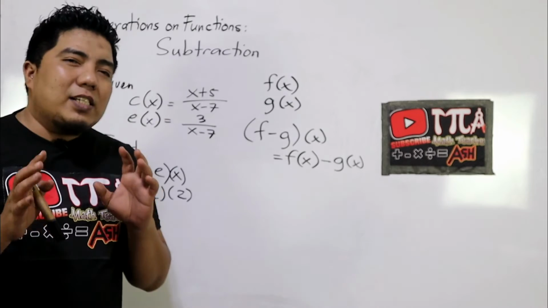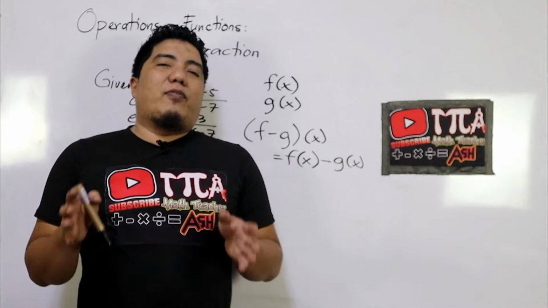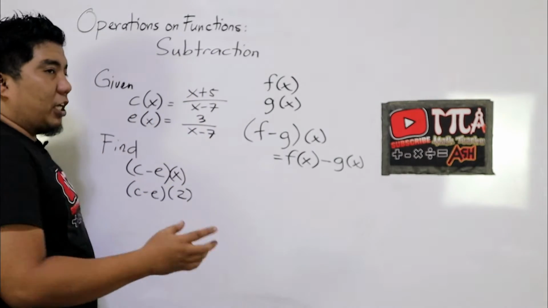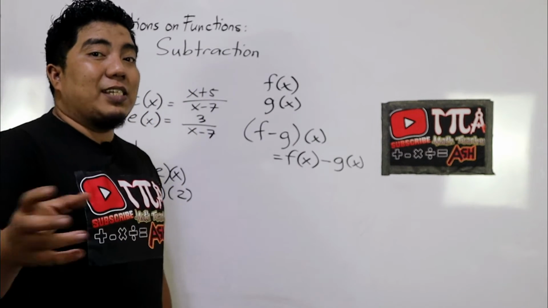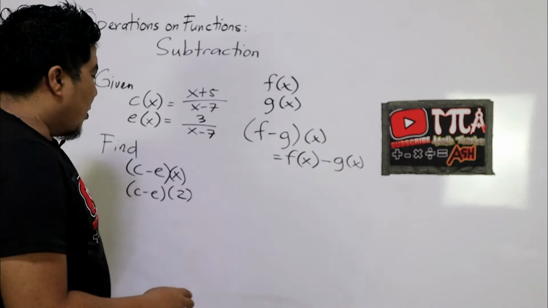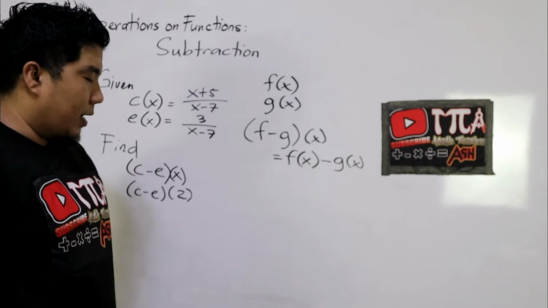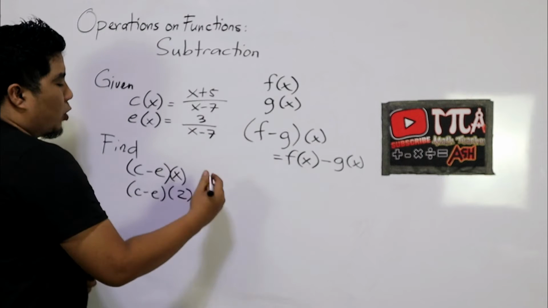It says that we need to subtract the function e from the function c. Now, in subtraction, my dear math learners, be careful on the order of the given functions, because c minus e of x is different from e minus c of x. Here c is the minuend and e is the subtrahend. So how do we solve this one?